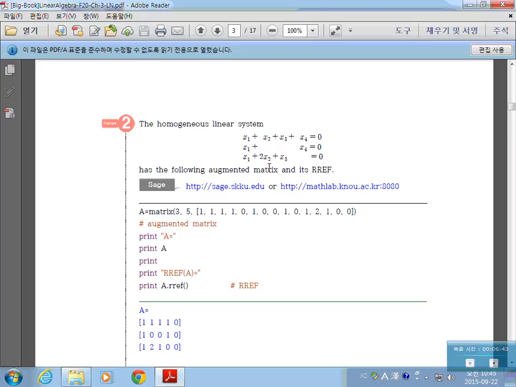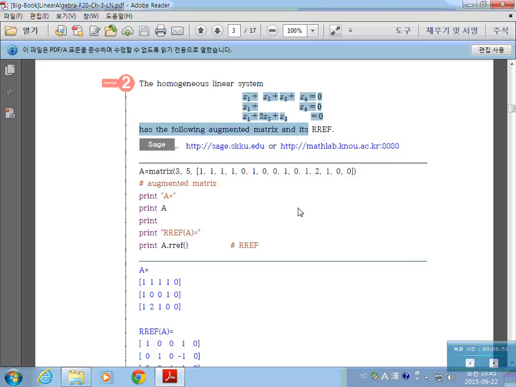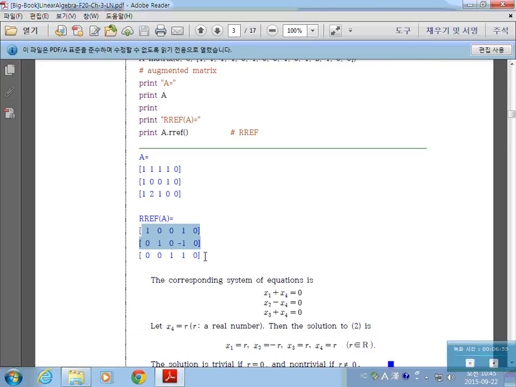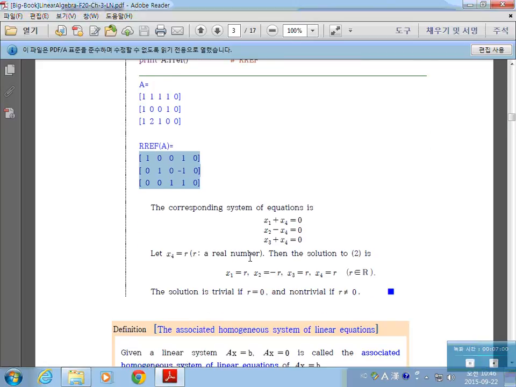So all you have to do is just check the REF of the matrix or augmented matrix to see whether you have free variables or not.